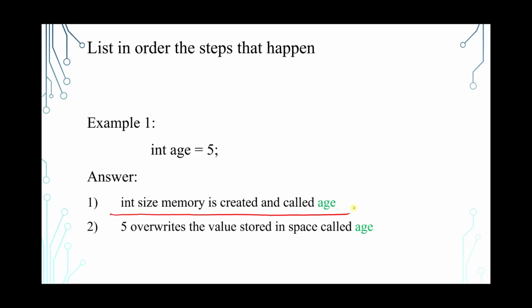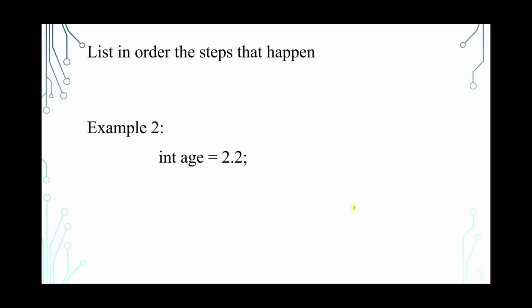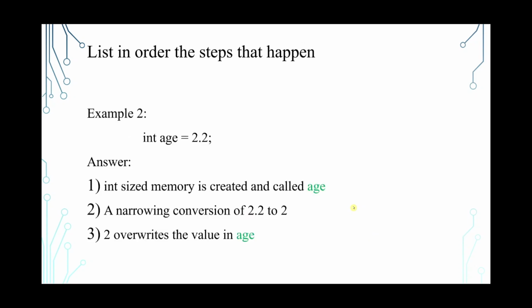So this is the schema, right? Example number 2, int age = 2.2. Again, the compiler creates an int-sized memory and calls it age. Since this is an int and this is a double literal, the compiler finds itself confused. The easy way to do it is to narrow the 2.2 to 2. So a narrowing conversion is applied to the 2.2 to make it 2, and 2 overwrites the value in age.